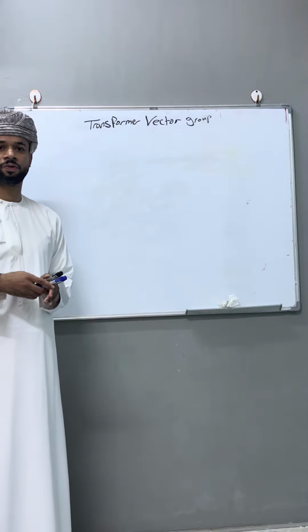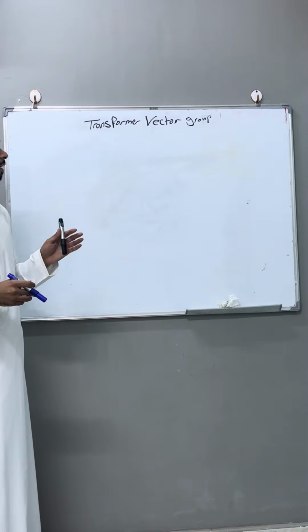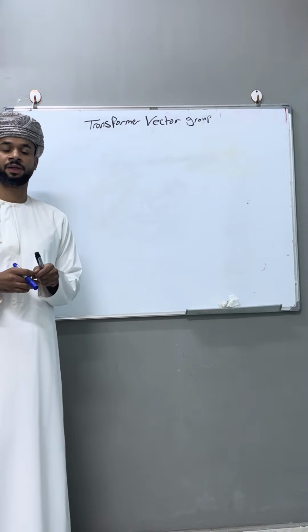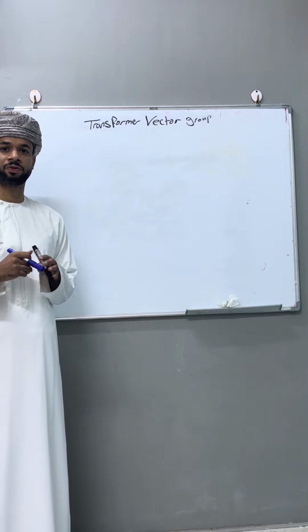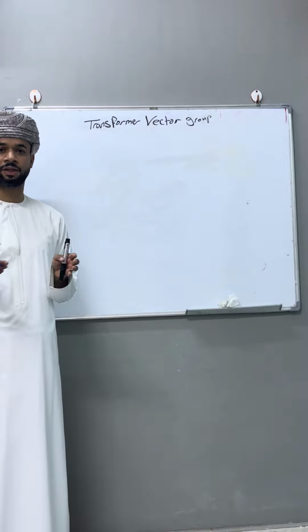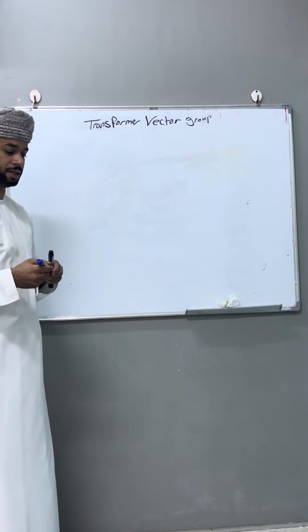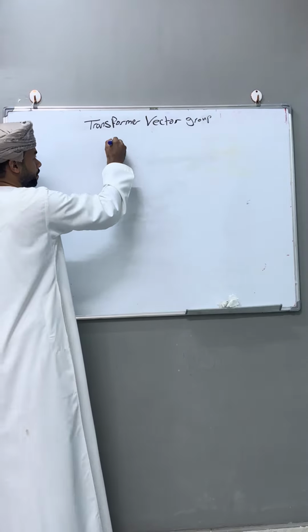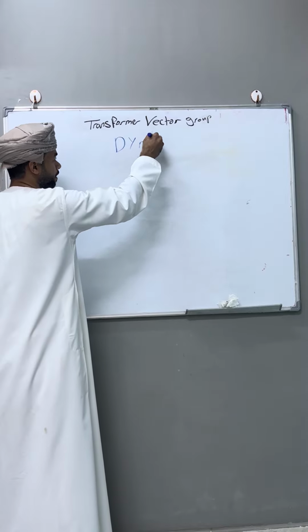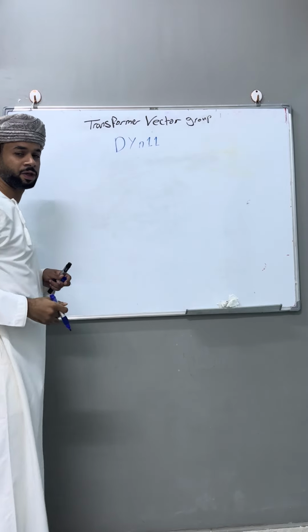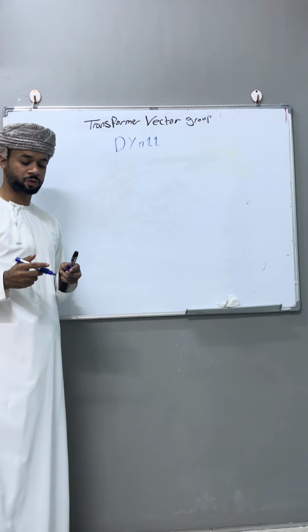Bismillah ar-Rahman ar-Rahim. Today, inshallah, I'm going to explain about transformer vector group, and I will try to explain the most common transformer vector group we have in the electricity network, which is Dyn11. This is the most common vector group that we have in our electricity network.